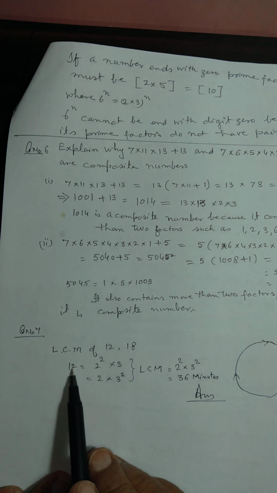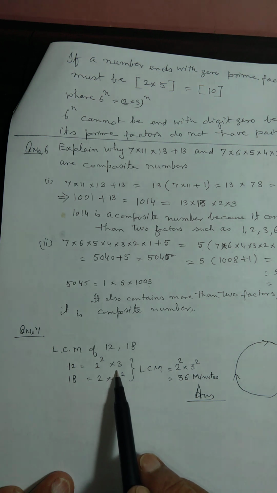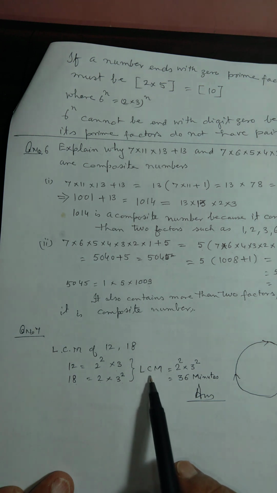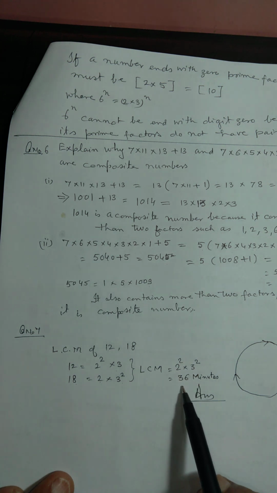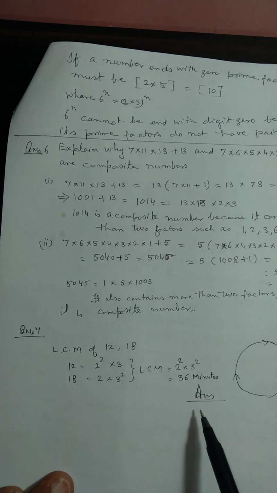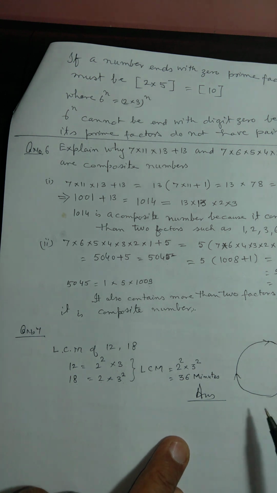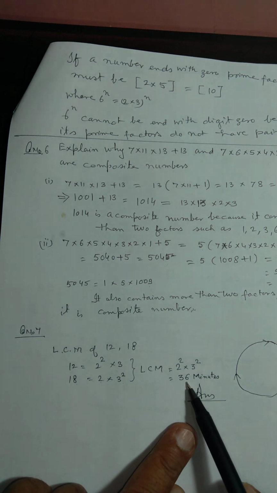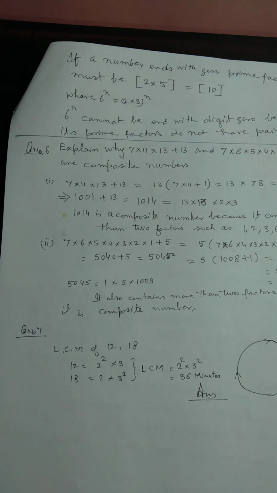The prime factorization of 12 is 2 raised to power 2 into 3. 18 is 2 into 3 raised to power 2. So LCM will be equal to 2 raised to power 2 into 3 raised to power 2, which is equal to 36 minutes. So after 36 minutes they will meet. And if you want to know the next time, you just take the multiples of 36. In this way, we have completed exercise 1.2.